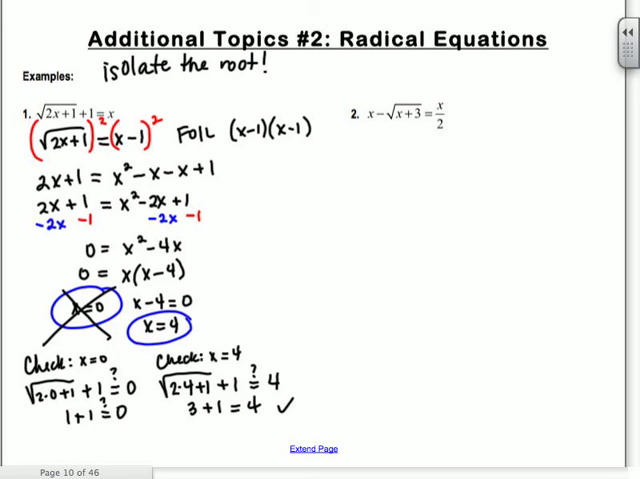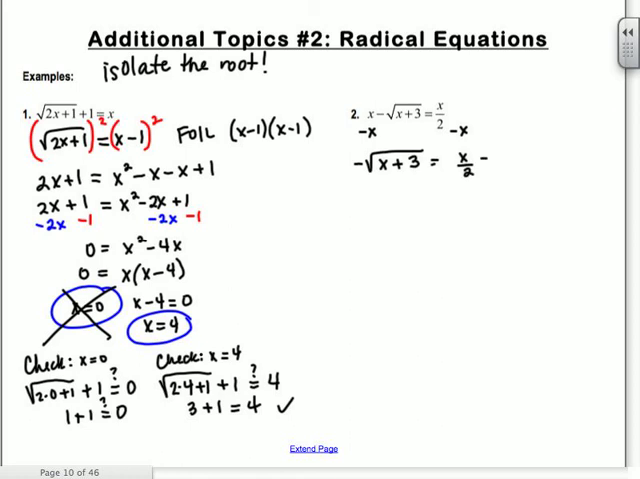All right, so let's try the next one. So we need to isolate our radical. So let's subtract our x over. This is a little bit harder. So I'm going to have negative square root of x plus 3 equals x over 2 minus x.